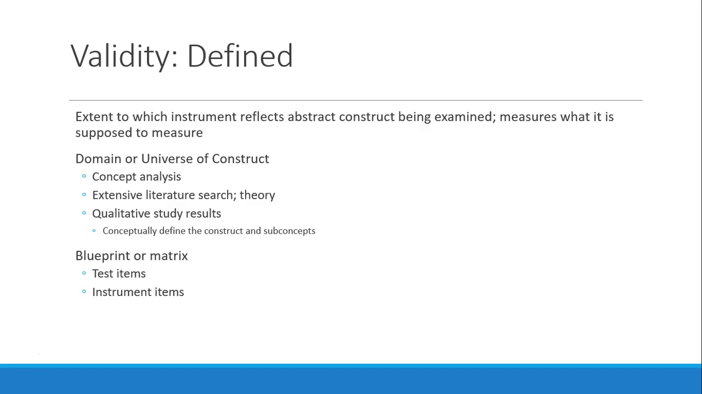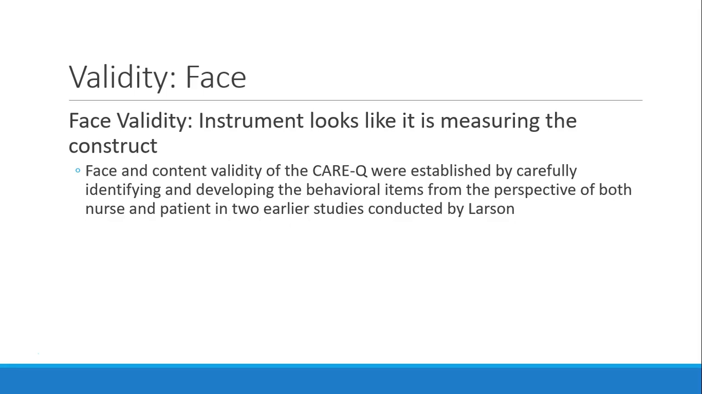As well, you can add to that a blueprint or matrix, and then you can connect the items to the citations in the literature, or the themes and codes from qualitative analysis, or through concept analysis according to Walker and Avant's process. Face validity is basically called armchair validity, and the Care-Q used face validity, looking at nurses and patients, in studies that Larson conducted. Larson has probably the oldest instrument that measures nurse caring.